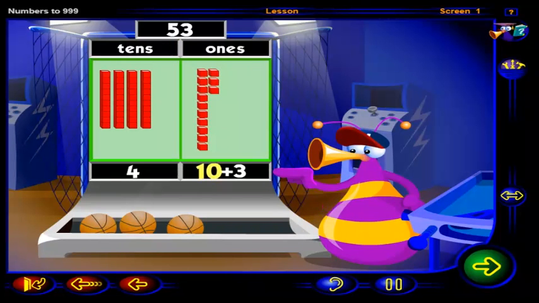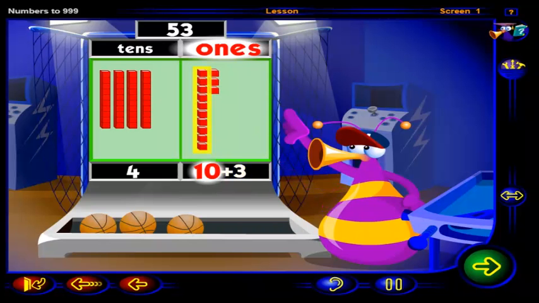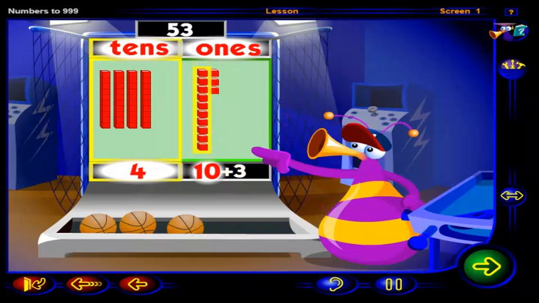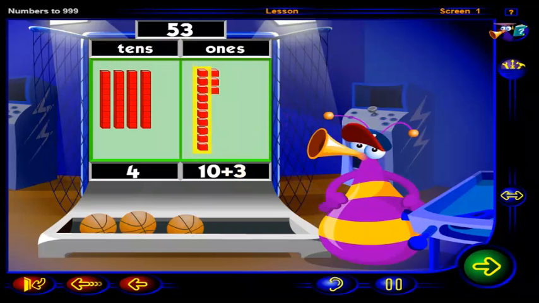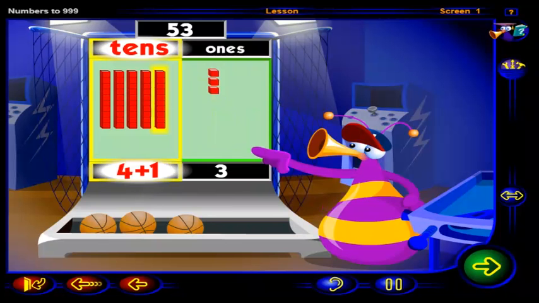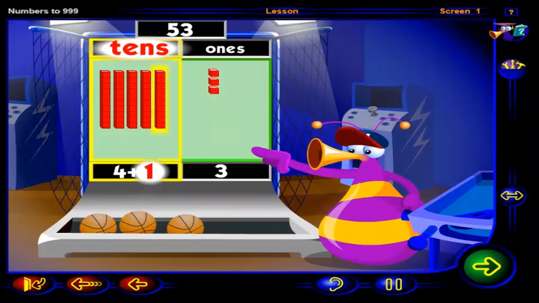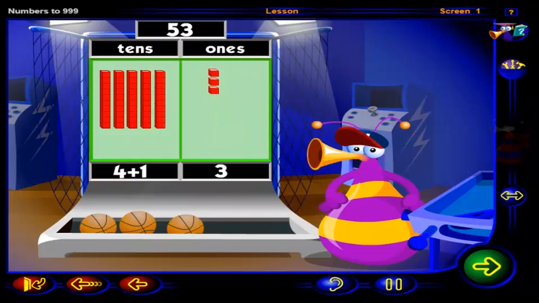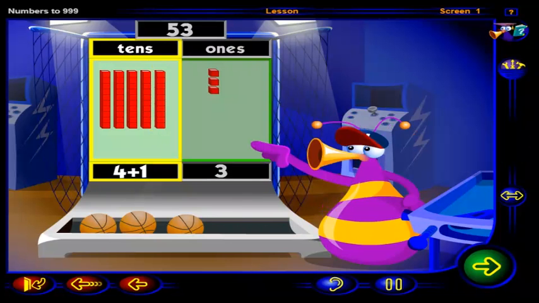13 is 10 and 3 more. Since there is 1 10 in 13 1s, we can move these 10 1s to the tens place. Drag this group of 10 1s into the tens place. Ten 1s is 1 10. Now click on the tens place.